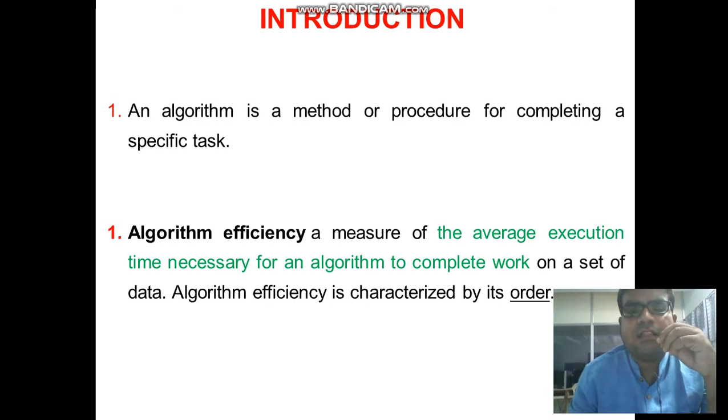Second thing is algorithm efficiency. Whatever algorithm we follow to solve any problem, how much time is required to execute that algorithm, that is called the algorithm efficiency. Meaning, algorithm efficiency is a measure of the average execution time necessary for an algorithm to complete work.